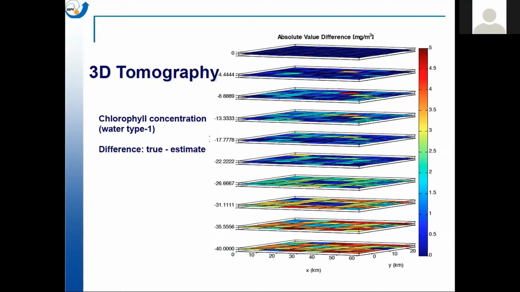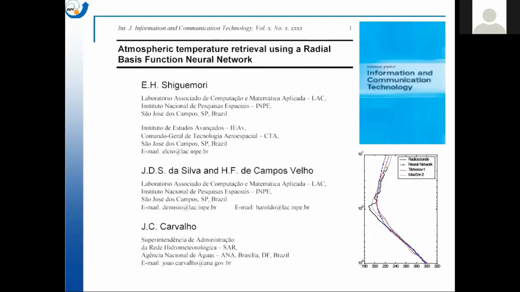And so you can see here different layers of the reconstructed chlorophyll concentration in the ocean. Another interesting inverse problem is trying to identify some profile properties in the atmosphere.